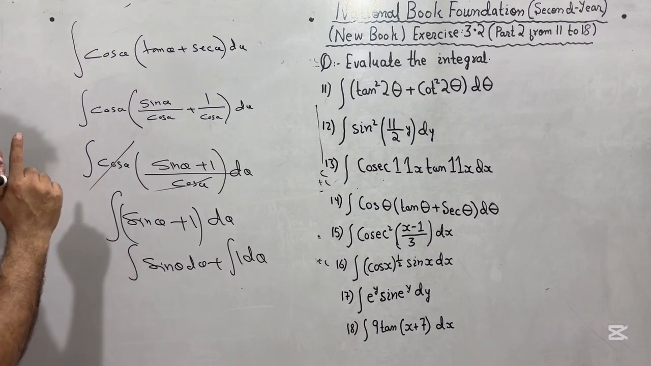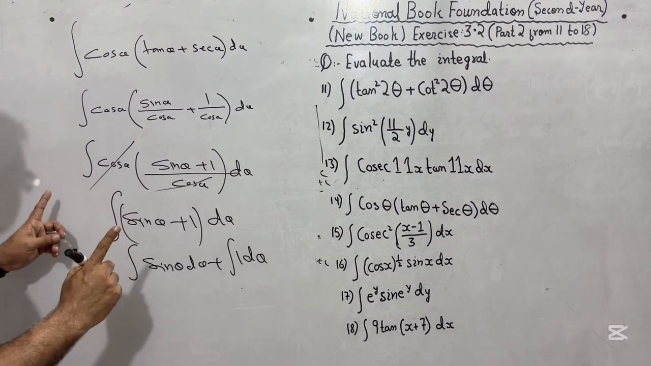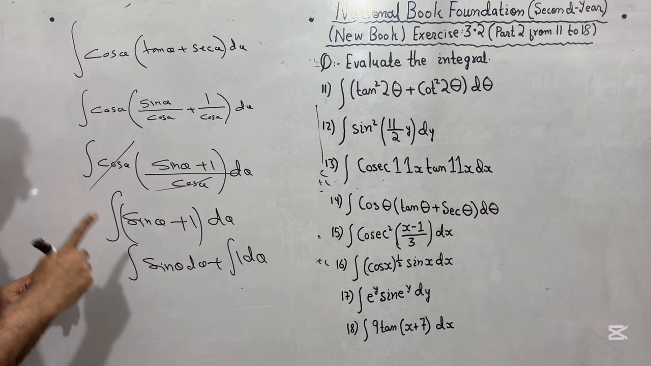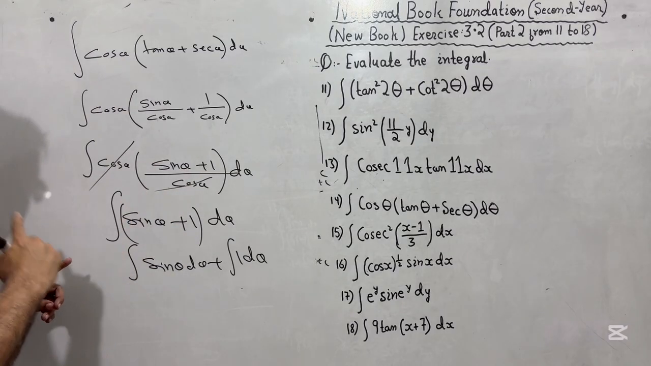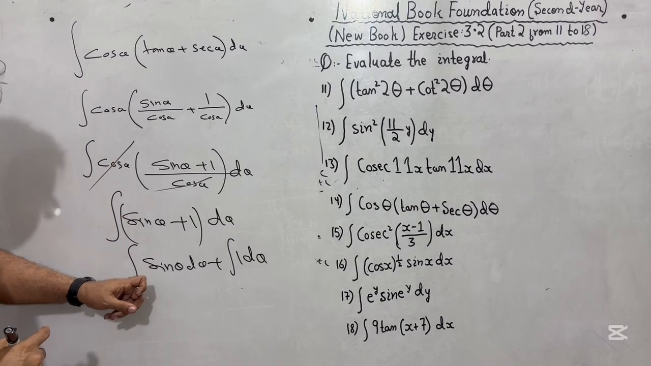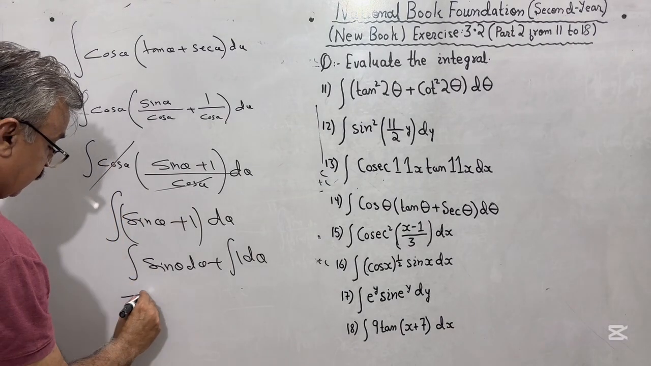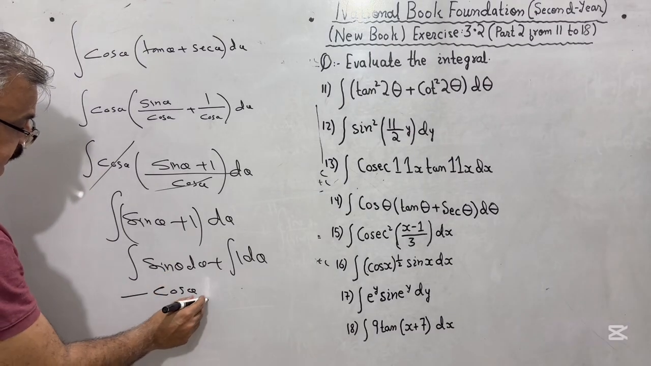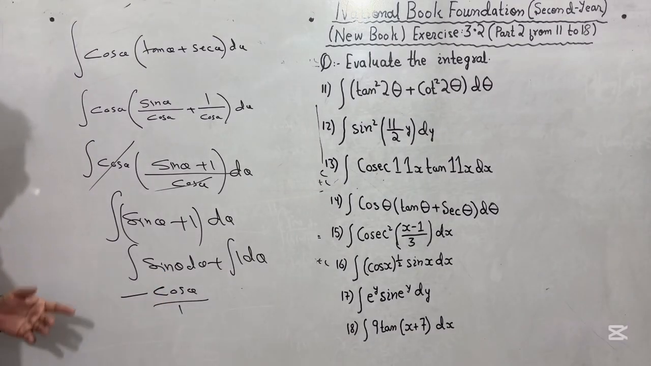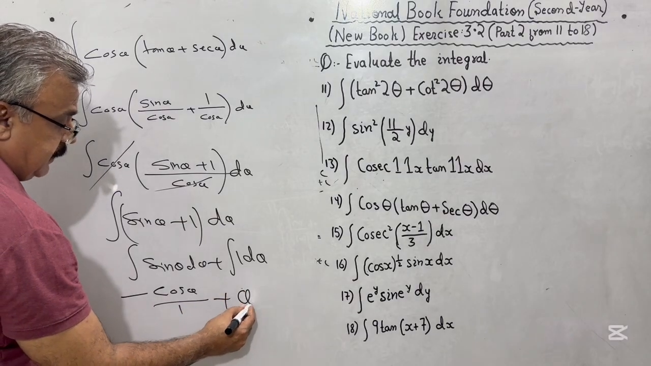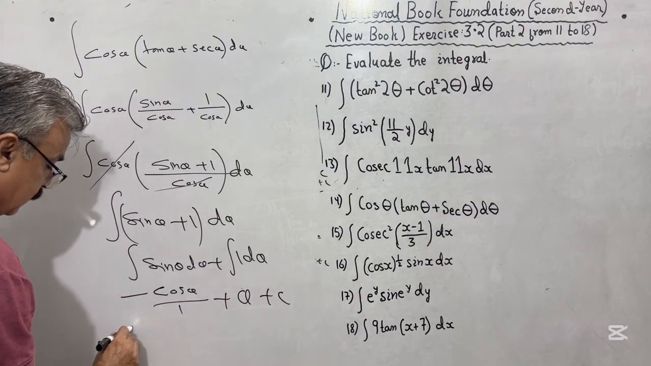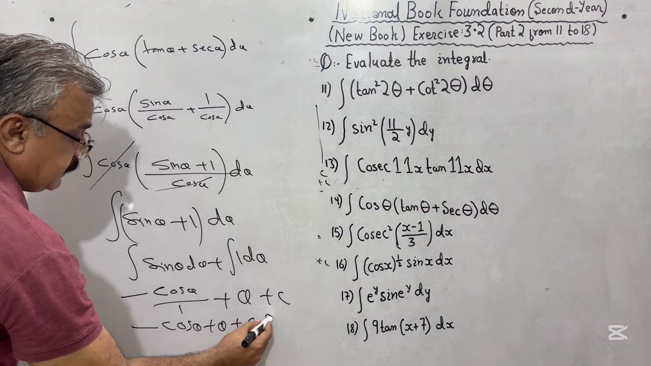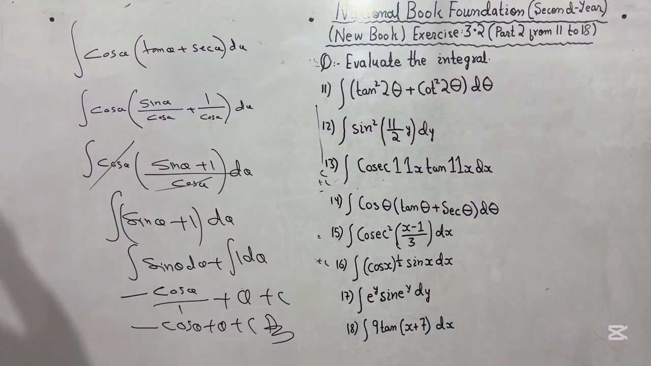Integration of sine is minus cos, while differentiation of cos is minus sine. Integration of sine is negative cos. The angle is a simple one. Integration of 1 is theta with respect to theta. So we have minus cos theta plus theta plus c as our answer in case of question number 14.